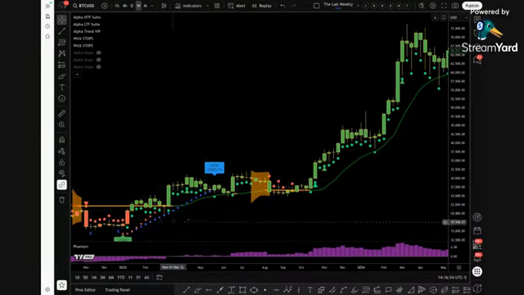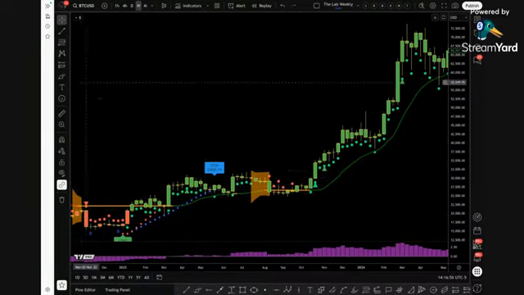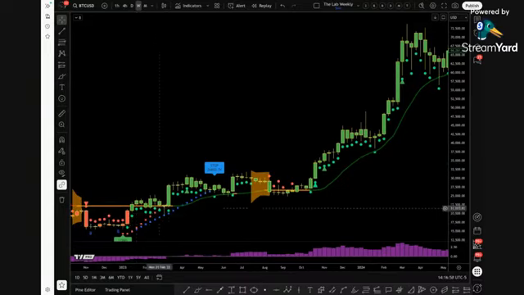Now, this is exactly what you want, guys, because again, the name of the game is catching stage 2 uptrends that are performing and making sure that we're staying out of any price action that's just basing or in a stage 4. That way we can keep rotating into breakouts. Let's go on to the next setup.